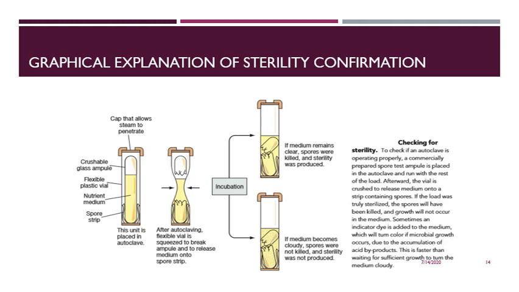In the medium, sometimes an indicator dye is added, which will turn color if microbial growth occurs due to the accumulation of acid byproducts. This is faster than waiting for sufficient growth to turn the medium cloudy.